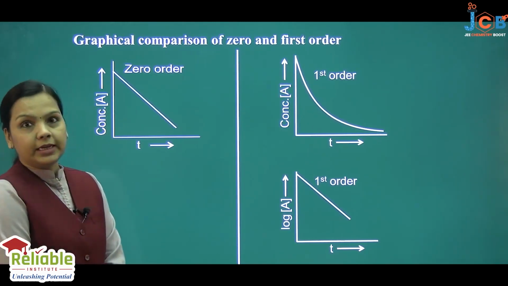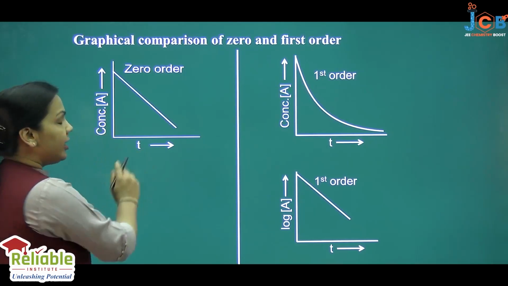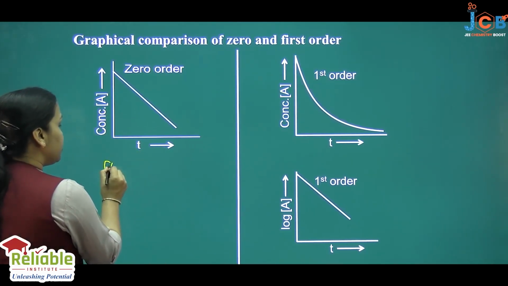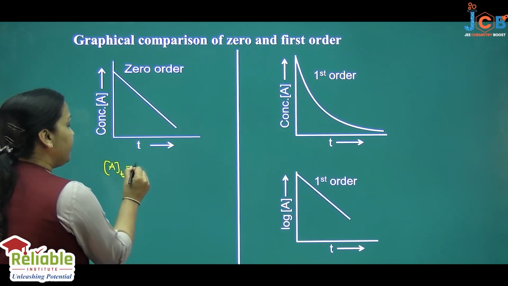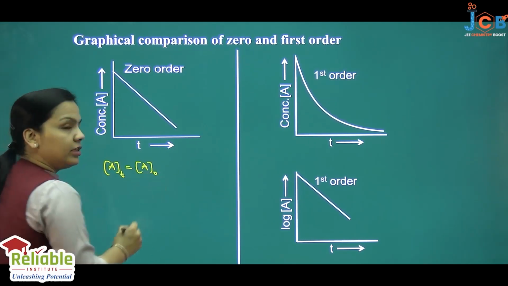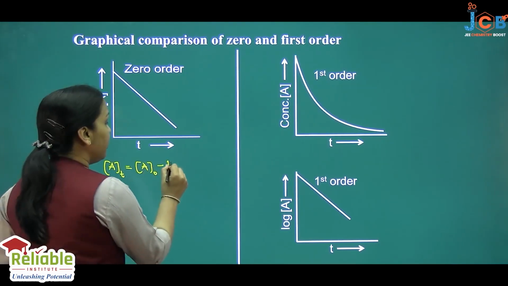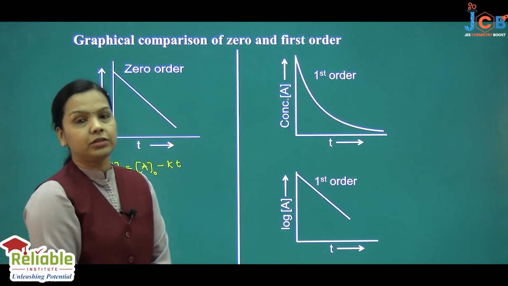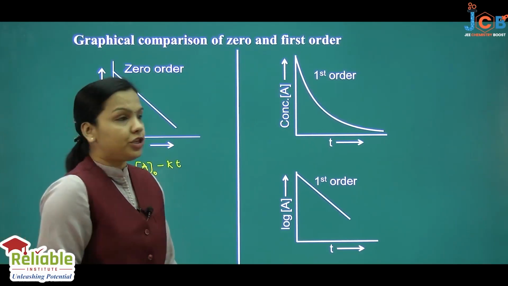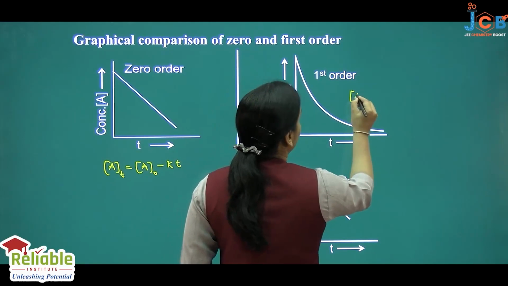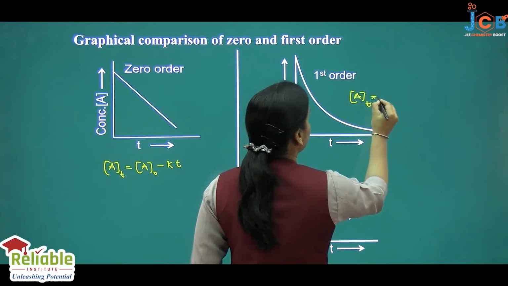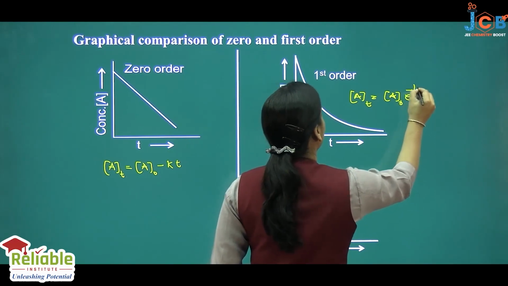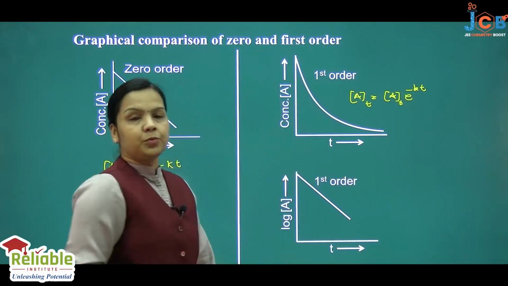The first graph we are making is the concentration of the reactant left versus T for zero and first order. We already know that the concentration of reactant left at any time T in case of a zero order reaction is A naught, the initial concentration, minus KT. So this is a straight line graph. In case of a first order reaction, the concentration decreases exponentially with time. AT, that is the concentration of A left at any time T, is A naught e raised to power minus KT. So this is exponentially decreasing.